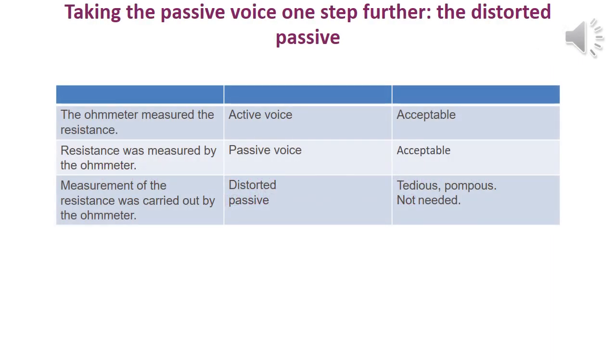The ohmmeter measured the resistance. This is an acceptable use of the active voice. Resistance was measured by the ohmmeter. This is an acceptable use of the passive voice. "Measurement of the resistance was carried out by the ohmmeter" is a distorted passive. It sounds tedious, pompous, and it really is not needed.